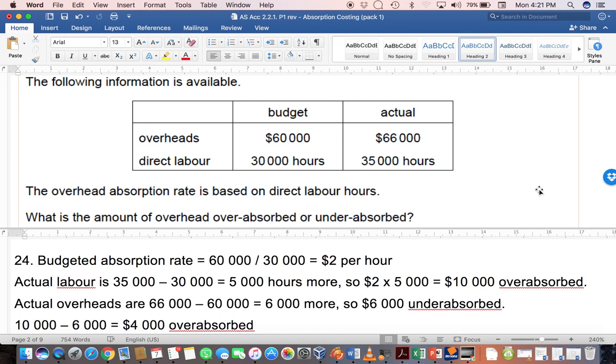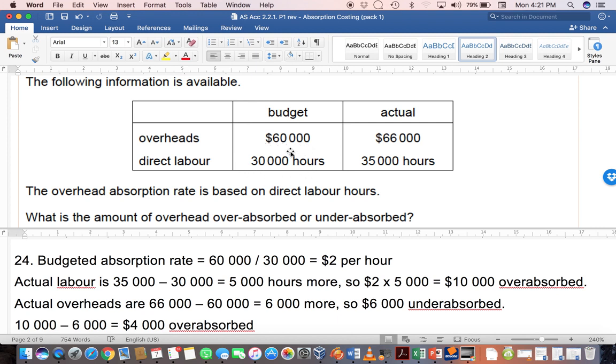Does this question remind you of anything? Do you remember that a little while back I said to you that this kind of question comes up very often? Well, here's another example of it. Remember that the first thing we need to do is work out the budgeted absorption rate.